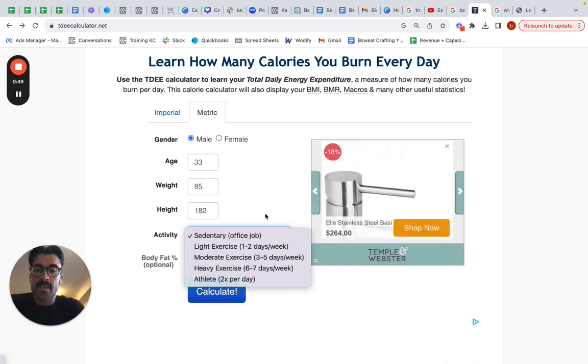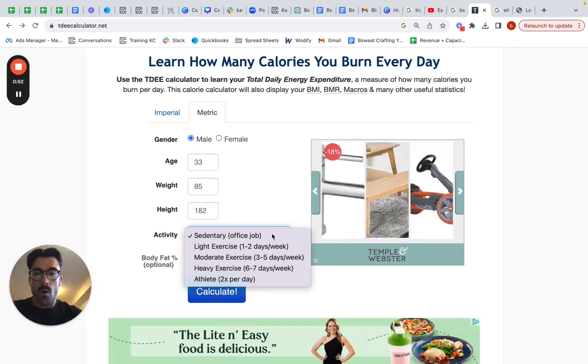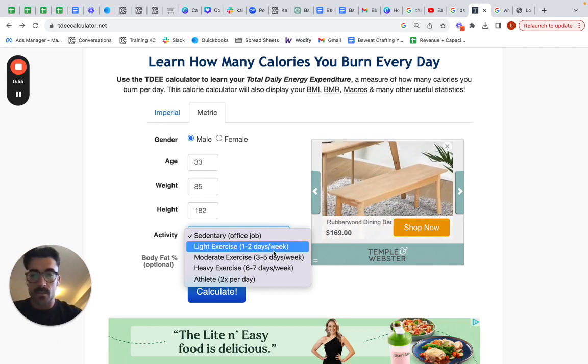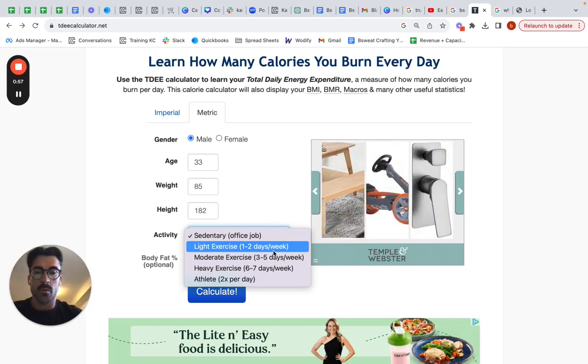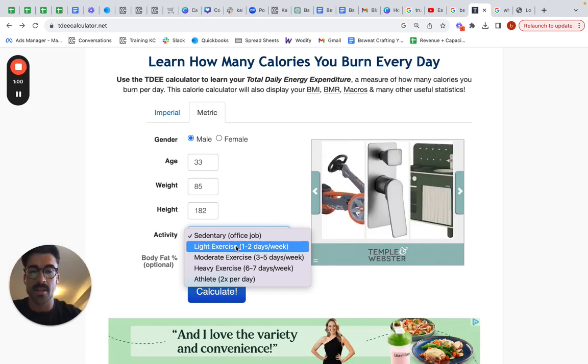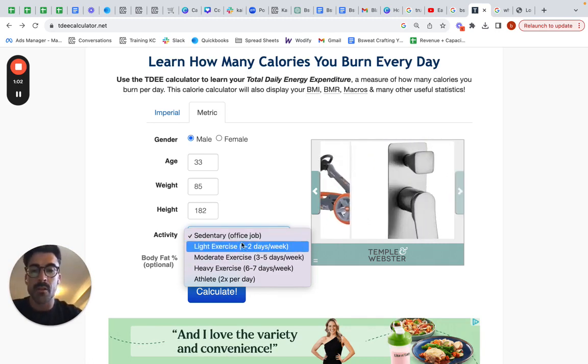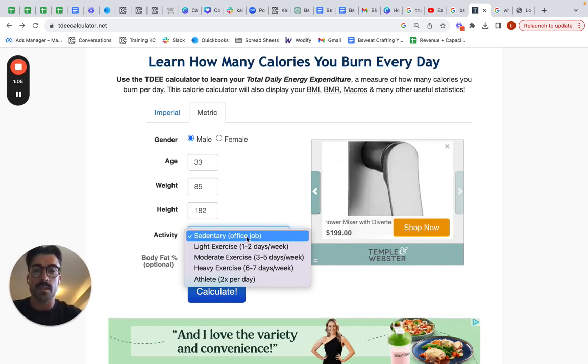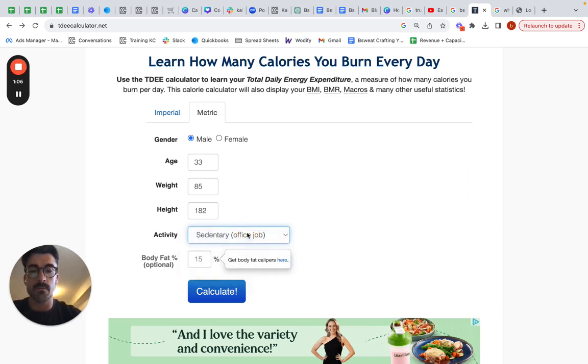Now, activity level. This is the important one. If you train 3 to 5 days a week and you sit in an office job, you're probably going to be in the moderate exercise to light exercise. Okay, we'll play around with these numbers. Just for instance, I'm going to put office job, sedentary.